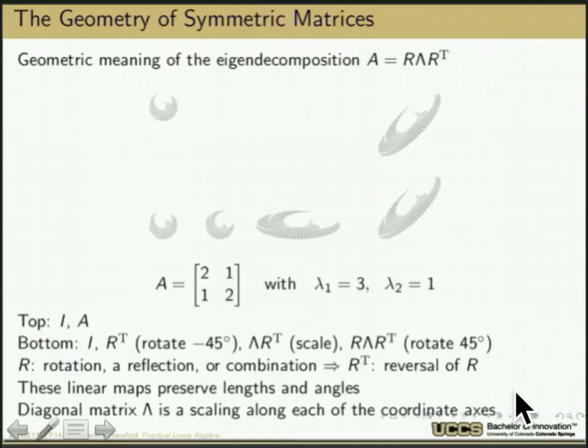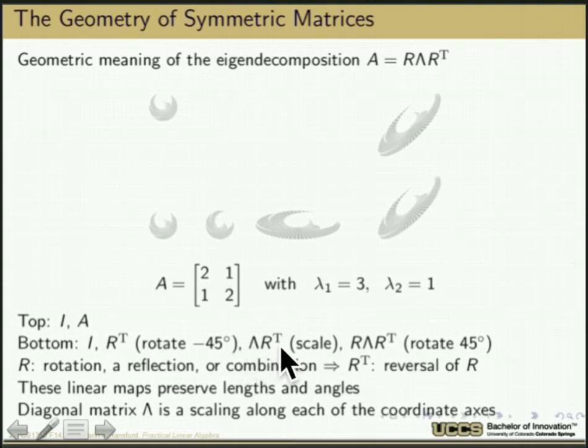So we can look at this in terms of its geometry. If I just think of A as this map, A, this is the map 2, 1, 1, 2, it's going to produce this geometric output. Now we can think of it as 3 steps because of that decomposition. We can think of the first step, R, as rotate by minus 45 degrees, R transpose.